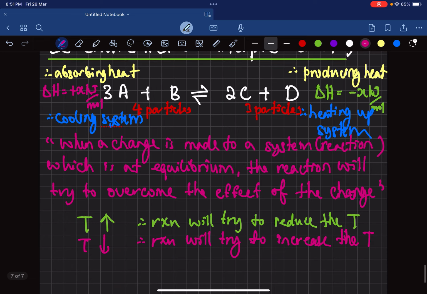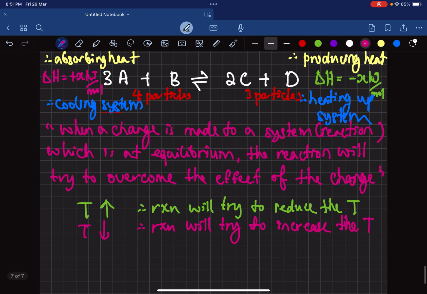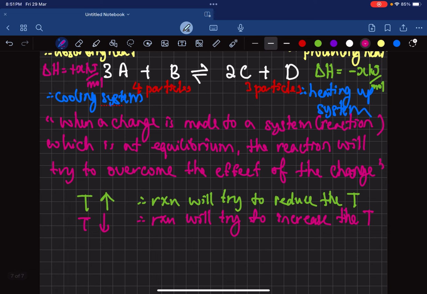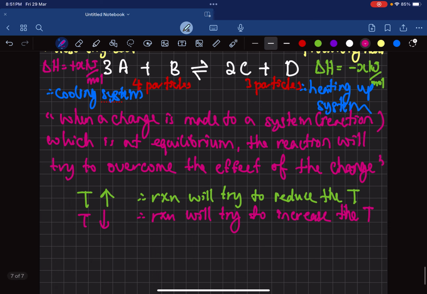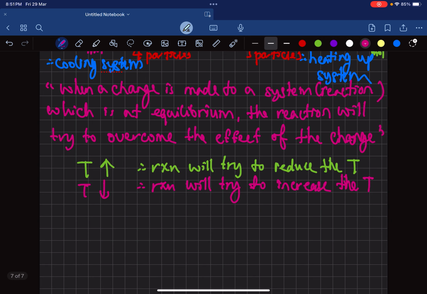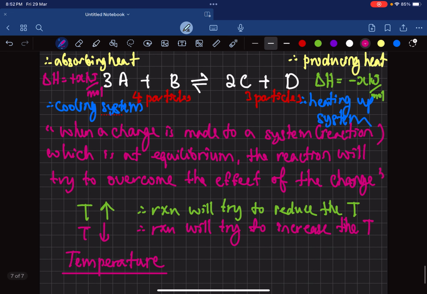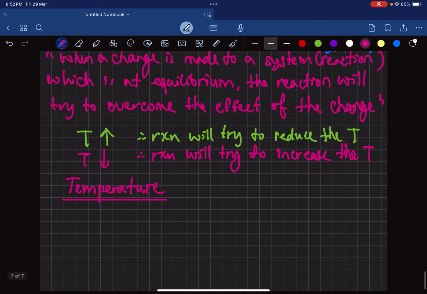All right, so for this particular reaction that I've written here, let's say the first thing that we want to talk about is temperature. The forward reaction is exothermic. So let's say the reaction is taking place in a container. This is where the reaction is taking place. A plus B, and then C and D is being produced.